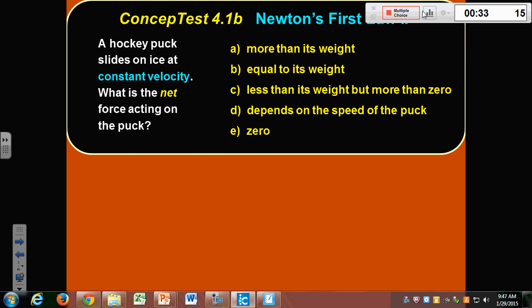Let's not forget our Newton's second law, right? Newton's second law says that the net force is equal to the mass times the acceleration. So if we have a net force, we will have an acceleration. And the opposite of that is true. If we have an acceleration, we have a net force. If we have no acceleration, we have no net force. Can I repeat what I just said? Remember Newton's second law, right? F equals ma. If we have no acceleration, we have no net force. F net, or net force, equals mass times acceleration.